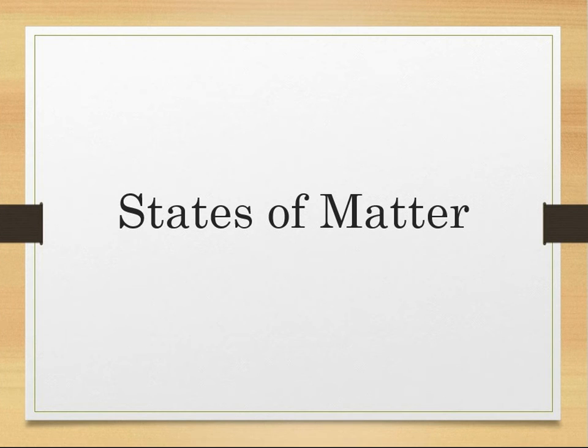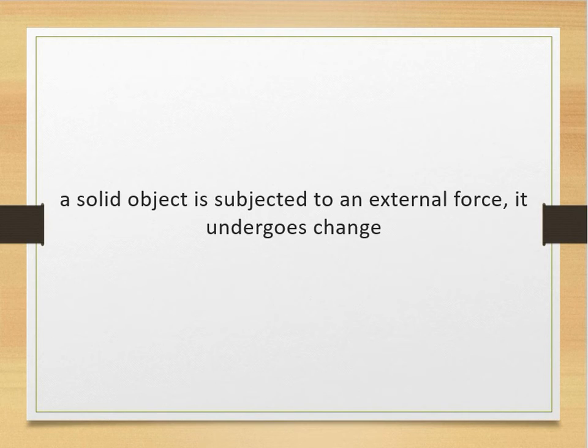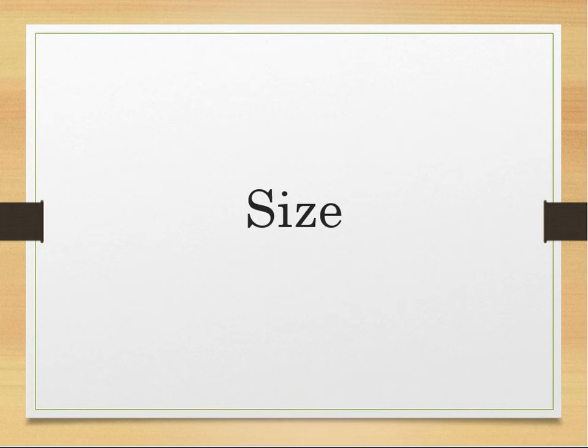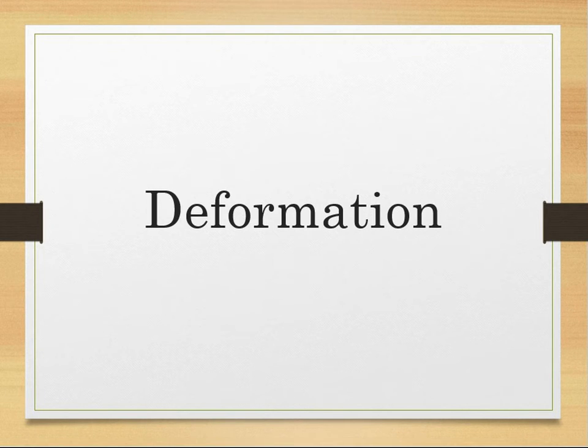Just as side information, as we may all be aware, there are three states of matter, which are solid, liquid, and gas. Under the solid state, when a solid object is subjected to an external force, it undergoes a change in size and shape, which is technically termed deformation, or reaching its plastic state, and will not go back to its original form. The three mechanical properties go hand in hand with deformation and will be further discussed in depth in this presentation.